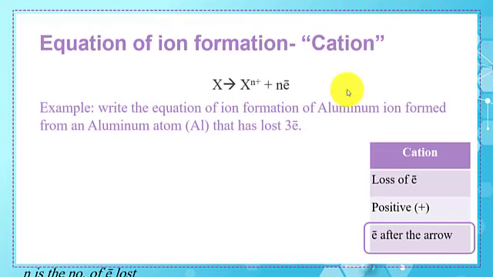So if we want to write the equation of ion formation of aluminum, Al, that has lost 3 electrons, we write the symbol of the atom before the arrow, the symbol of the ion after the arrow, and the 3 electrons that are lost after the arrow.